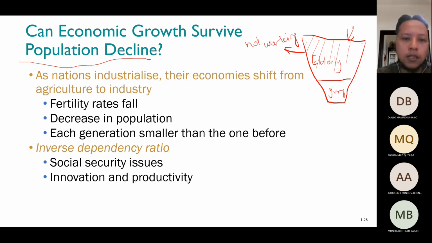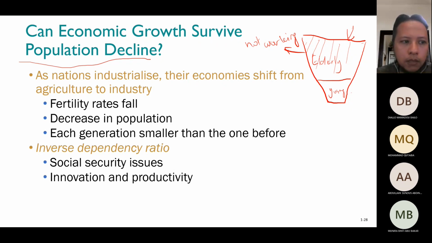Okay, so each generation is smaller than the one before. Okay, but of course this is not true for, I think, Africa and also some ASEAN countries. It is actually going bigger. Okay, but overall in the globe, in the world, there's actually an issue of population decline.